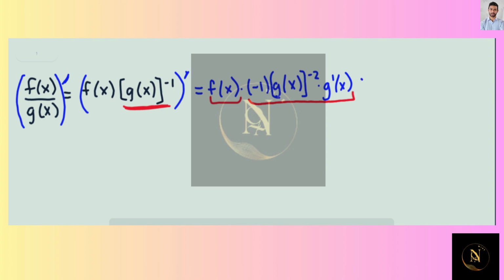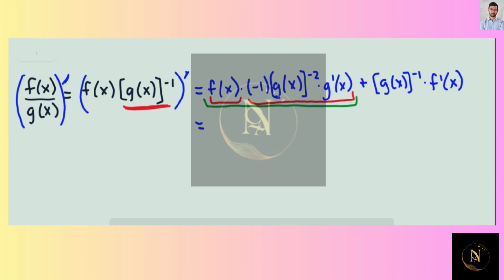Now we're going to have plus the second, which was g of x to the negative 1, times the derivative of the first, and that would be the derivative of f. Okay, now our goal is just to manipulate this and change how it looks until it looks like the quotient rule. So let's notice that we have some negative exponents, so we can turn some things into fractions.